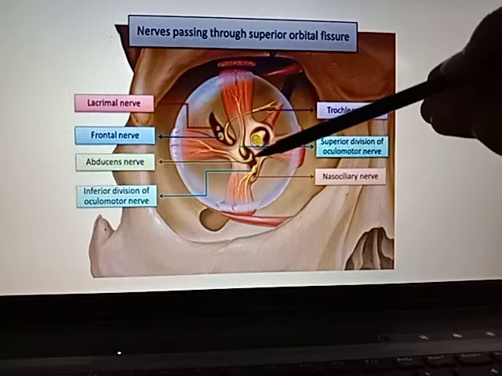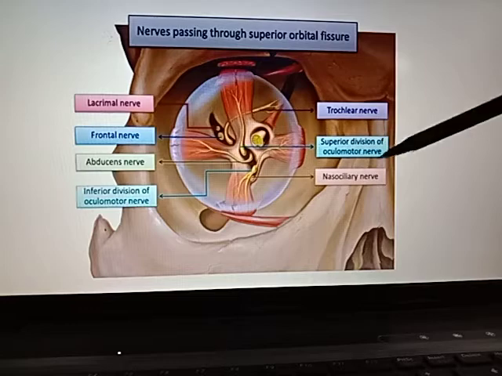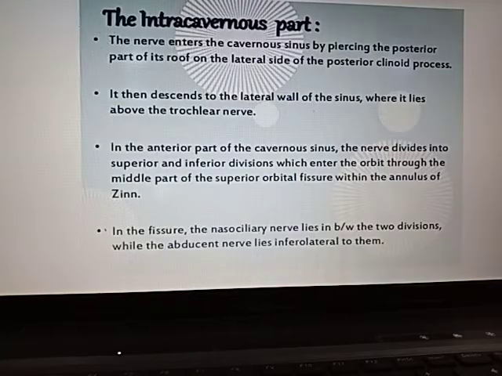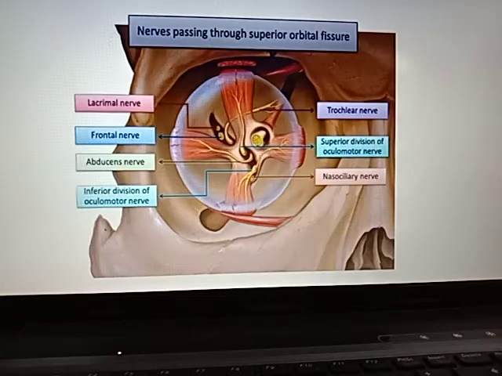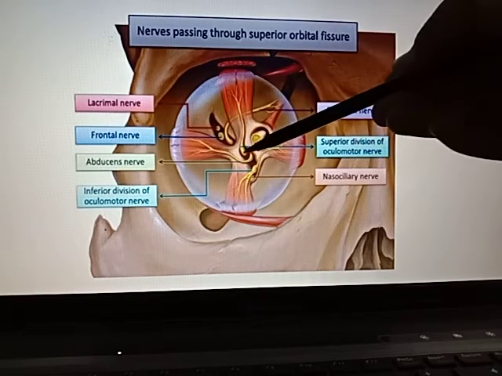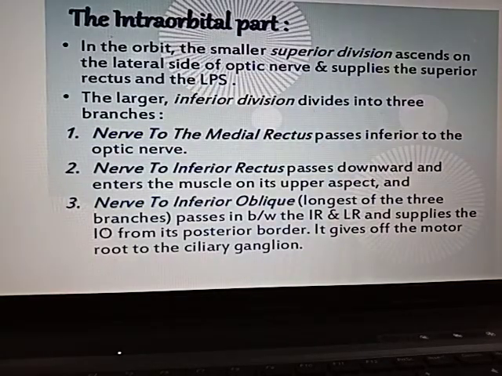Okay, and this is the nasociliary nerve. It lies close to the inferior division of the oculomotor nerve. And the abducens nerve lies inferolateral to them. The nasociliary nerve lies between the two divisions, while the abducens nerve lies inferolateral to them. This is the abducens nerve. Then we come to the intraorbital part of this nerve.